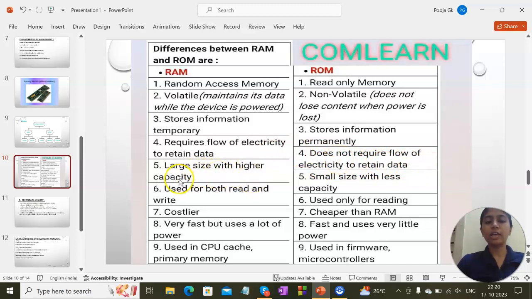RAM is large in size with higher capacity, while ROM is small in size with less capacity. RAM is used for both read and write, and ROM is used only for reading. RAM is costlier, and ROM is cheaper compared to RAM. RAM is very fast but uses a lot of power, while ROM is fast and uses very little.